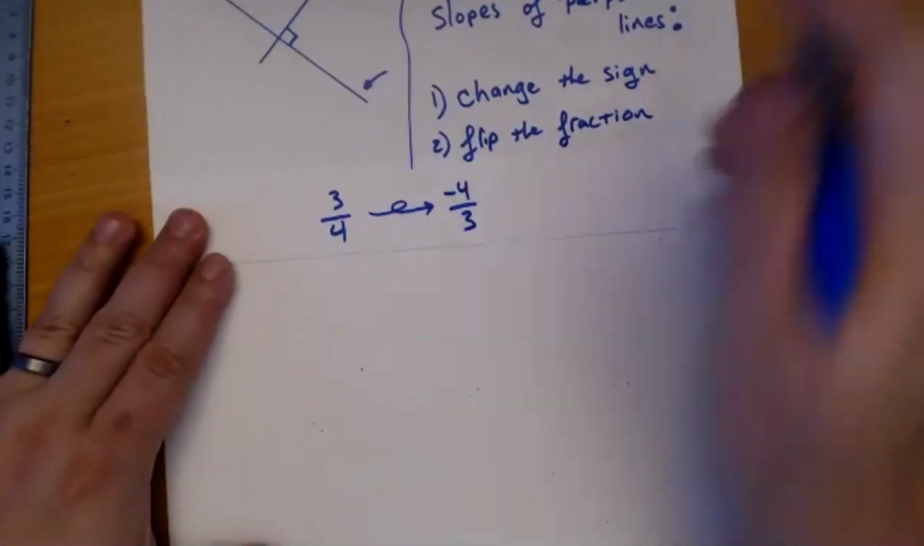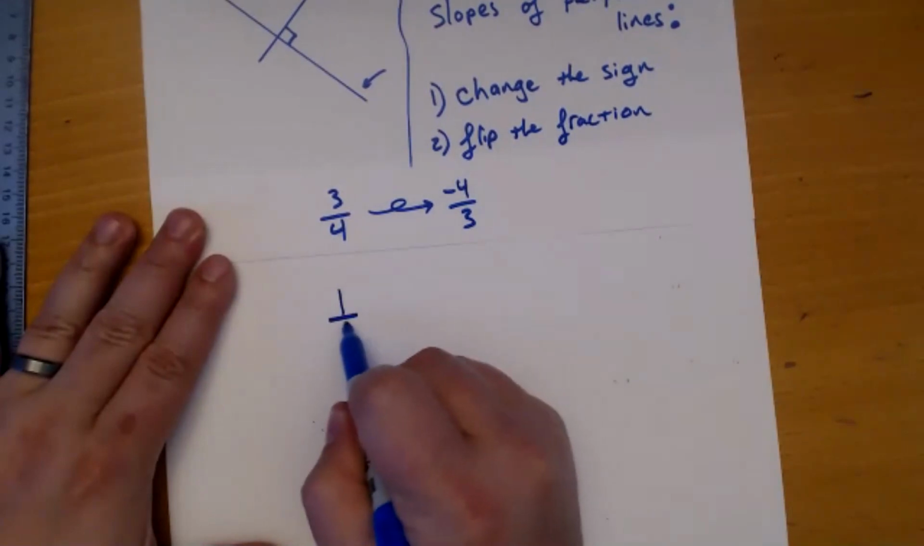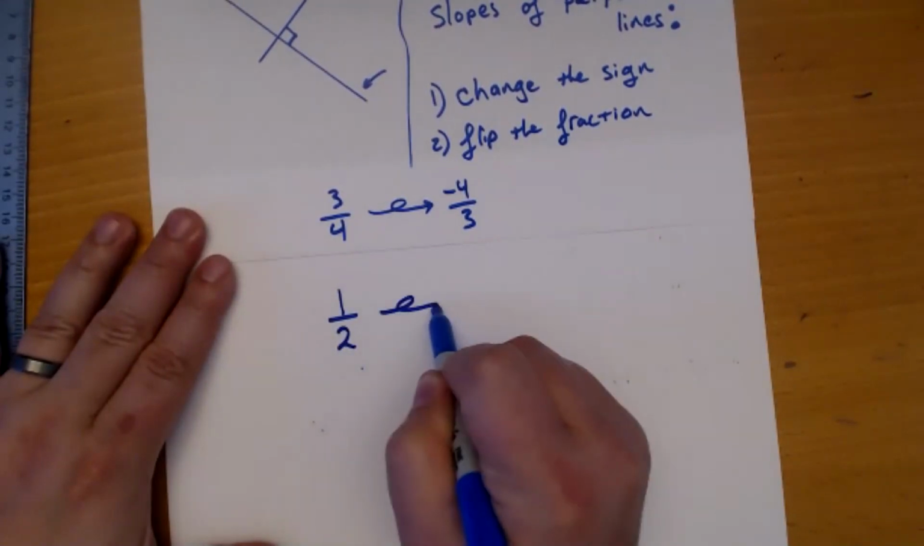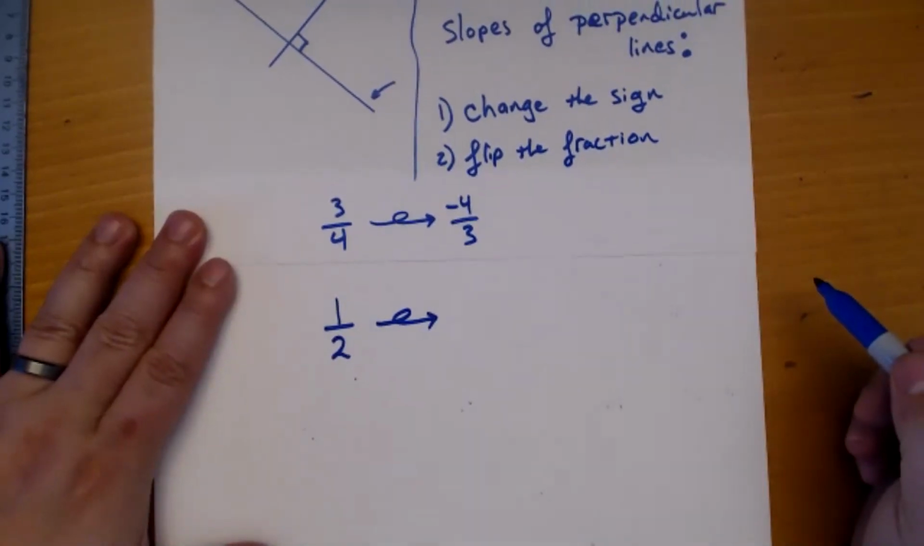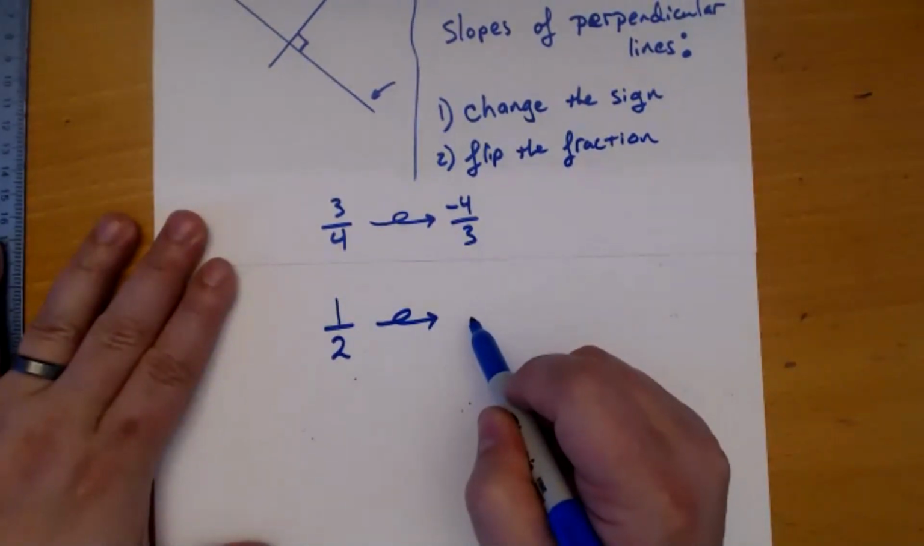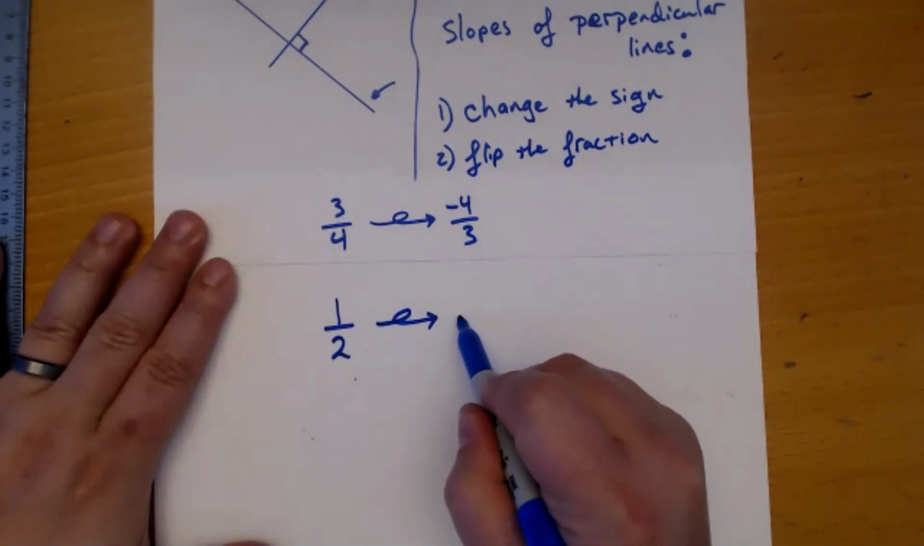So what if I had 1 over 2? What would that turn into? -2/1. And what do we do with anything over 1? We just reduce it. Yeah, -2.